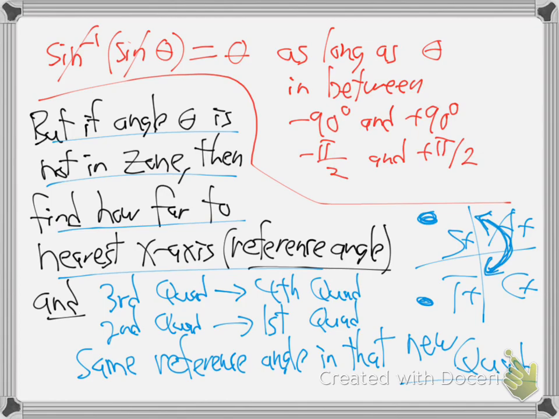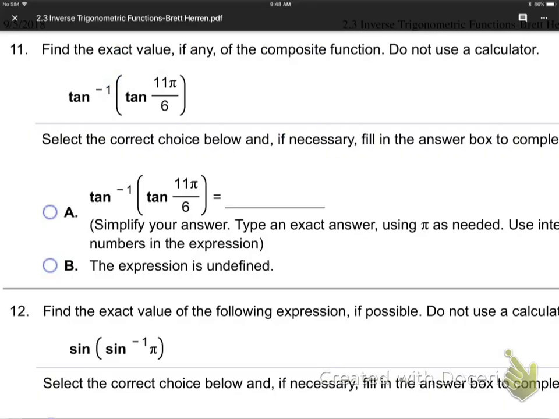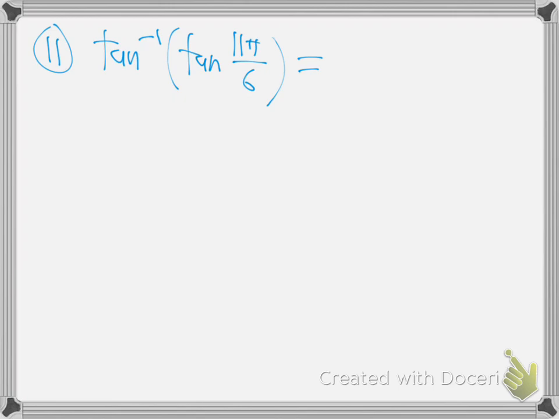So it's a little complex. You've got to reflect it back into the restricted zone. We're only allowed to give answers in the first and fourth quadrant. So if we're over here in the second or third, we've got to bring it back. That's when it's not in the zone, right? If the angle is in the zone, well then, boom, they just cancel. It's just theta. No big deal. Tangent.